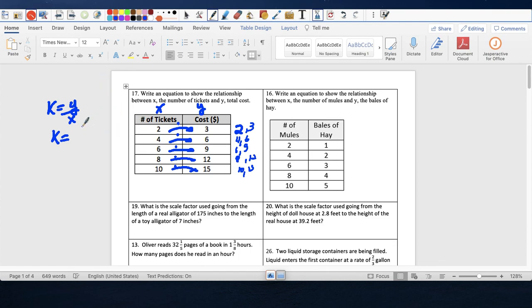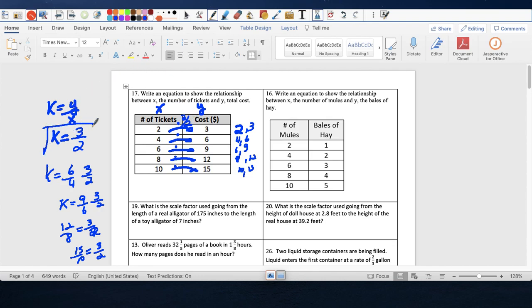If you pick 2 and 3, it'd be 3 over 2. So the constant of proportionality is 3 over 2. If you pick 4 and 6, it's 6 over 4, which simplifies to 3 over 2. If you pick the third point, 6, 9, it would be 9 over 6. Again, it's 3 over 2. 12 and 8, again it becomes 3 over 2. And the last one, 15 over 10, if you divide top and bottom by 5, you get 3 over 2. So it's a proportional table, and everything is being multiplied by 3 over 2. So that's our constant of proportionality.